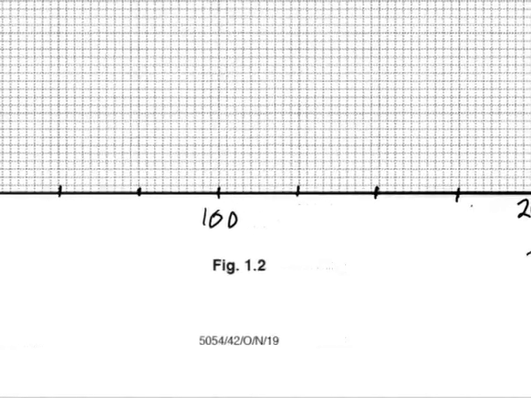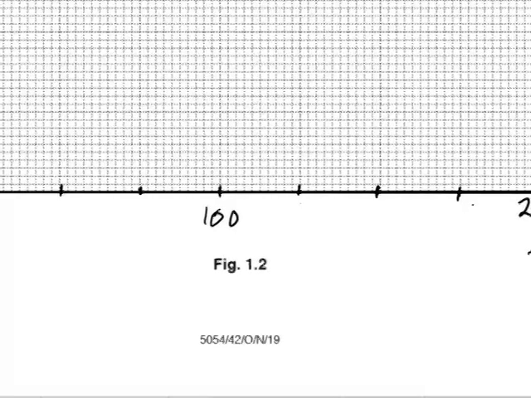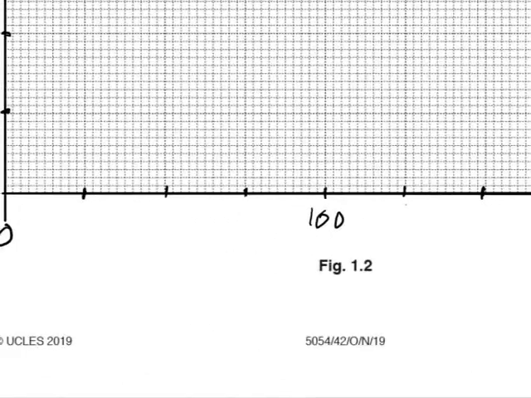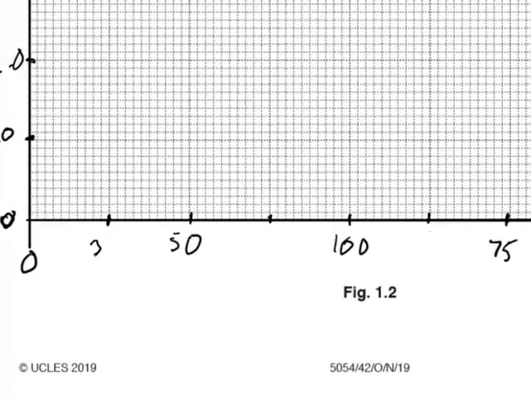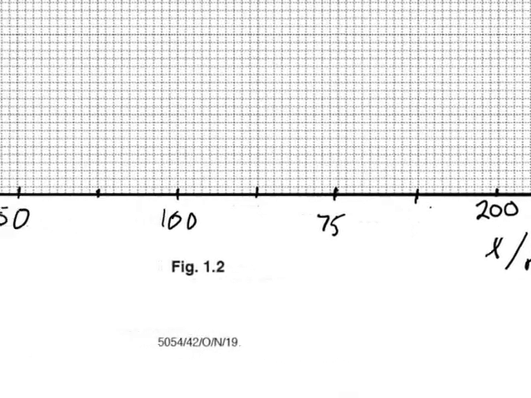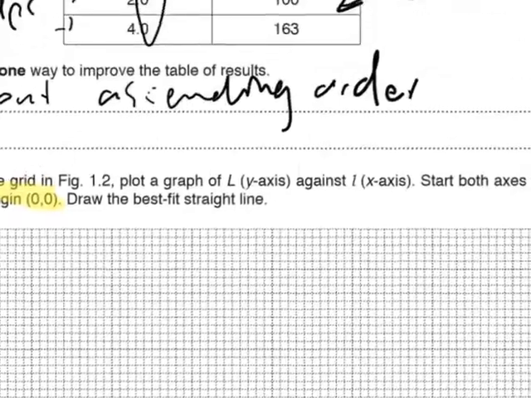Okay, now I'm correct. So this one is 50. This one will be 75. Okay, and this one will be 25. This one will be 75. This one is 125. This is 150. And then this is 175. Okay, now I think we can start again one more time.